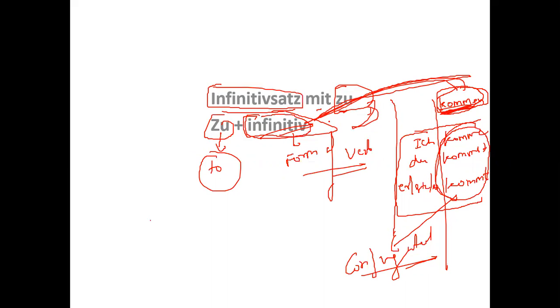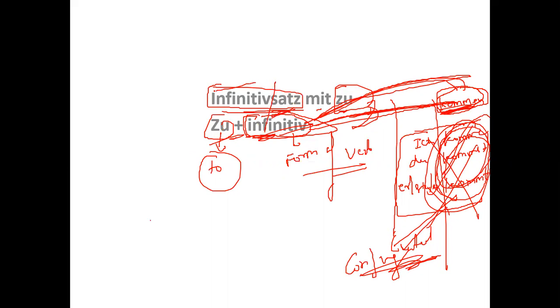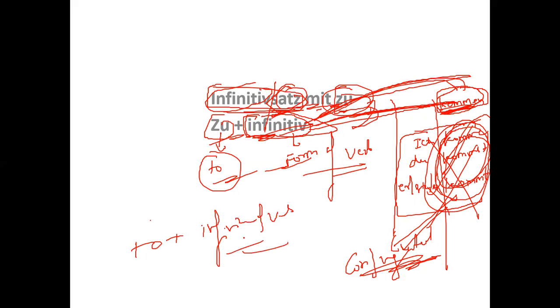So what is infinitive form? Infinitive form means the main form of the verb, right? And this form is not the infinitive form. This is known as conjugated form. So the name of the topic is zu plus infinitive. Infinitiv-Satz is infinitive sentence mit zu, right? So zu plus the infinitive form of the verb, right? This is the name of the topic.